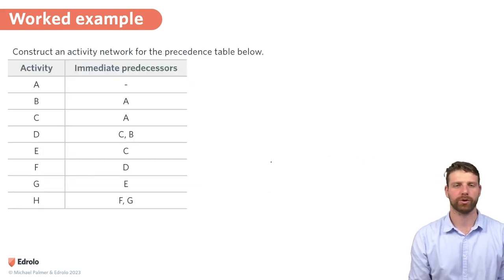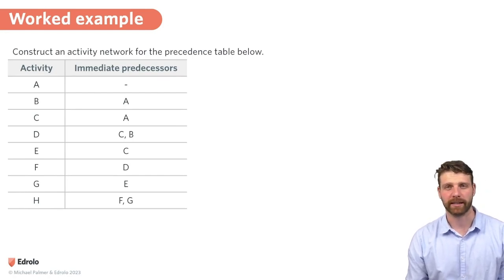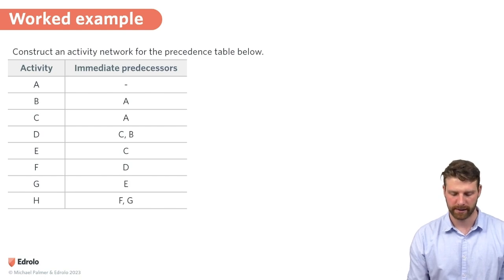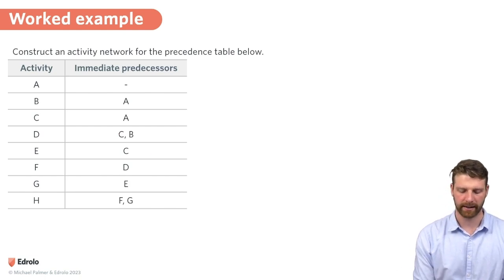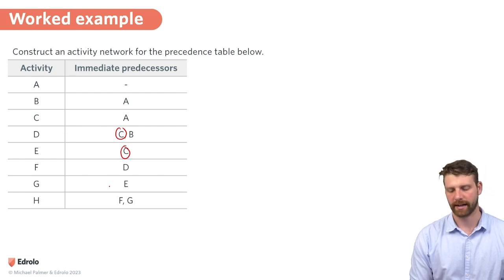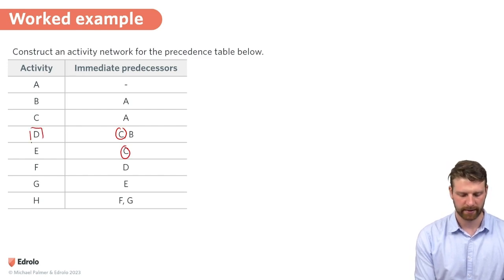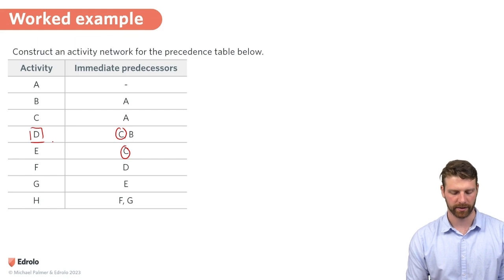All right, in this example, we've got to draw the activity network from scratch from this precedence table. In this one, I have included a dummy activity, so we need to watch out for that. And we can see it happening here. So there's the shared activity, and D has an additional activity. So I think the dummy is probably going to go from C to D.